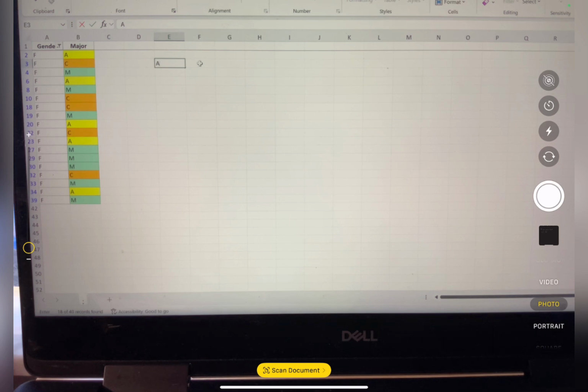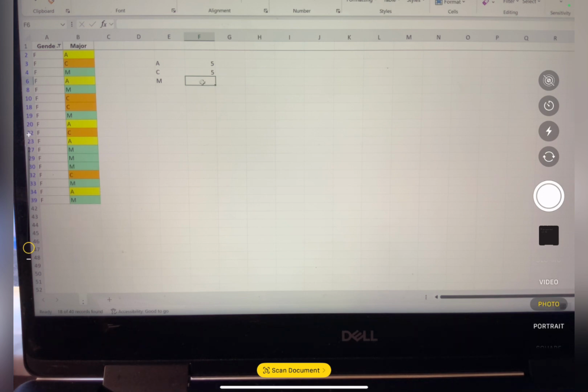Accounting, how many do we have? 1, 2, 3, 4, 5. We have 5 of them. Okay, computer science. We have, it's the orange. 1, 2, 3, 4, 5. Also 5. And marketing, we have 1, 2, 3, 4, 5, 6, 7, 8.